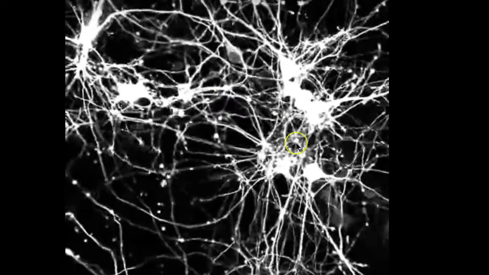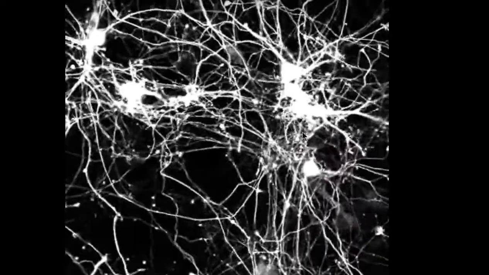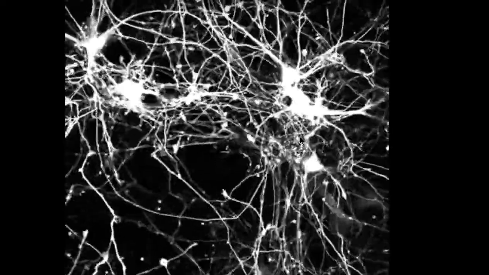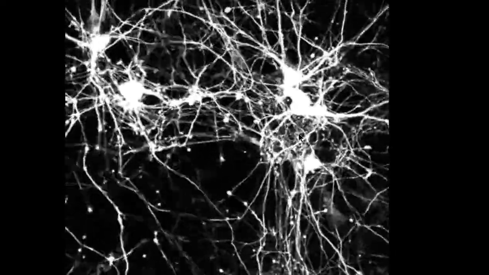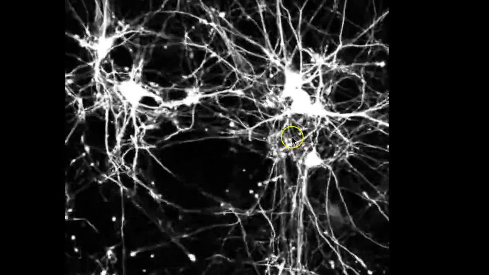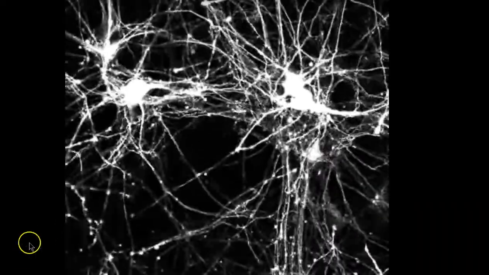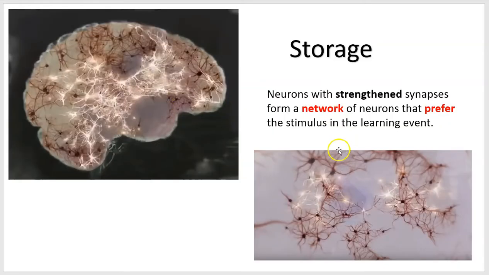Now, this is extensive growth over the course of hours and days, as would occur during the development of the brain. But the same kind of thing happens when we learn. The neurons that were activated by a learning event are going to be triggered to strengthen synapses with other neurons that were also activated. Okay, so another aspect of storage, another way to look at it, is that the neurons with strengthened synapses form a network of neurons that prefer the stimulus in the learning event.